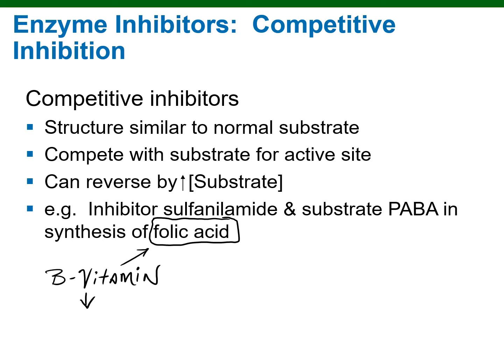And it's important to understand that the human does not make its own B vitamins, but some bacteria do. So if some medically important bacteria, such as E. coli or staph, typically can make their own B vitamins, like folic acid, then they can go on making their DNA and growing and multiplying. The human, however, must get their folic acid through dietary intake.